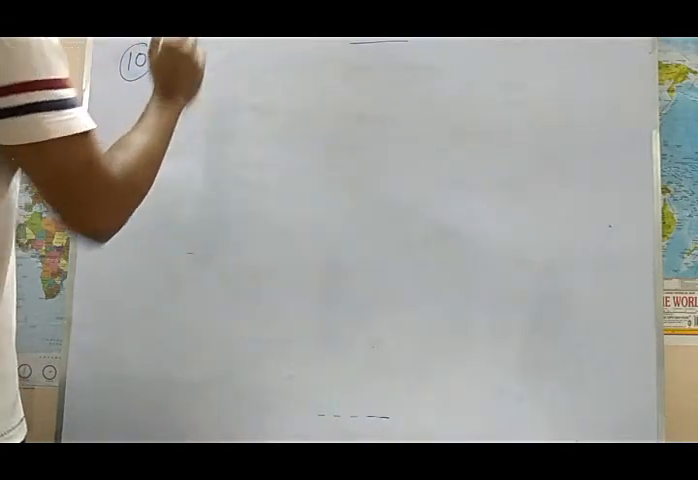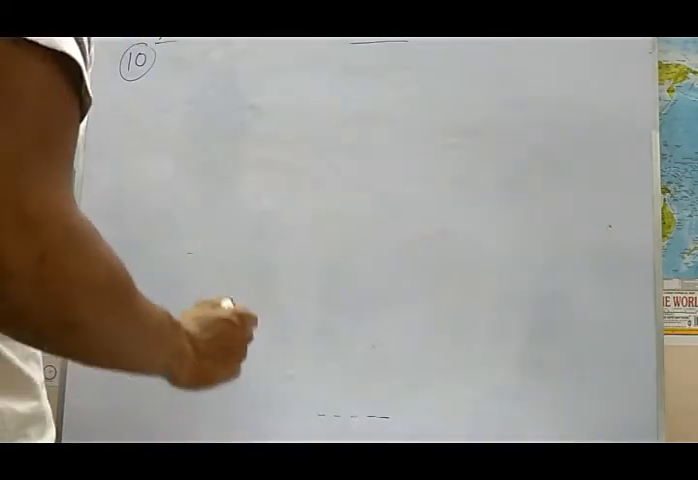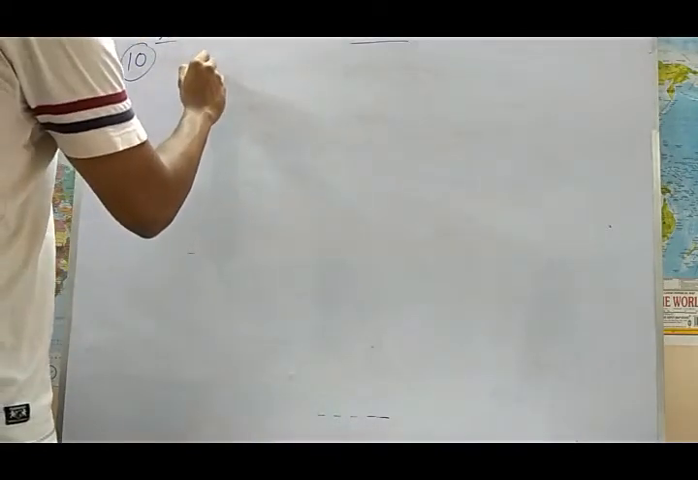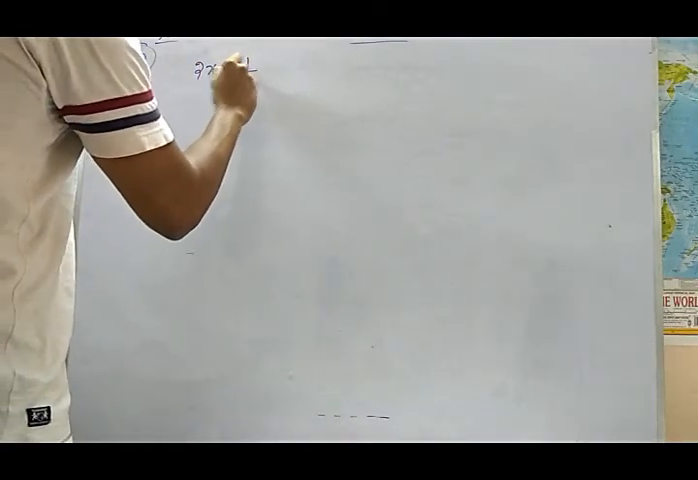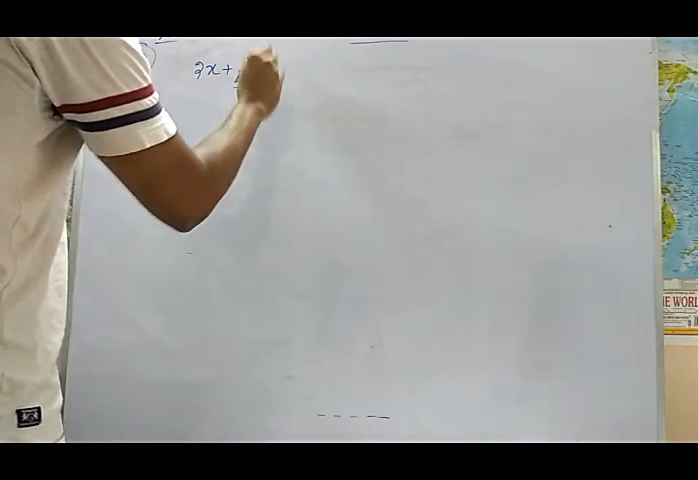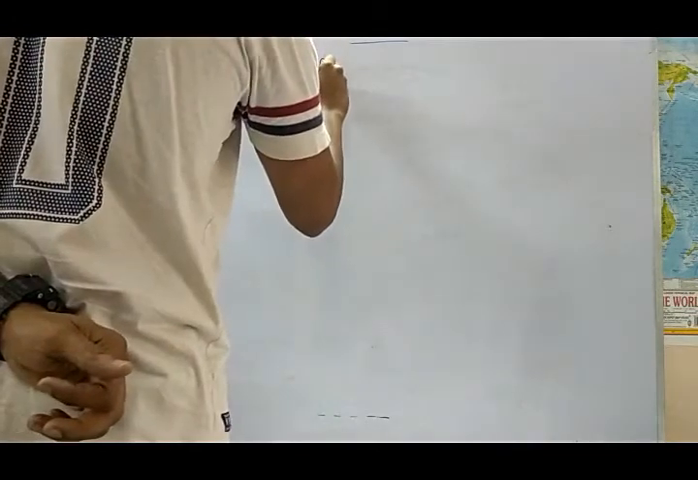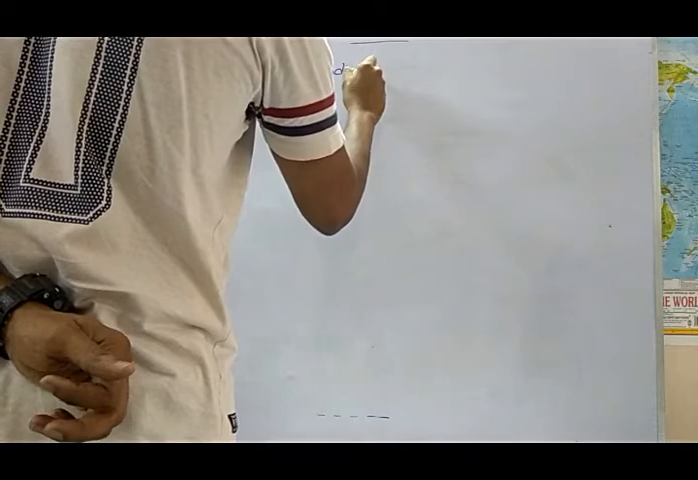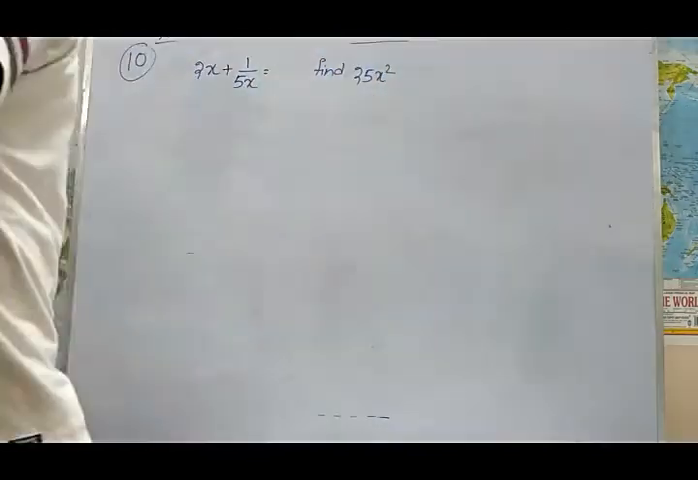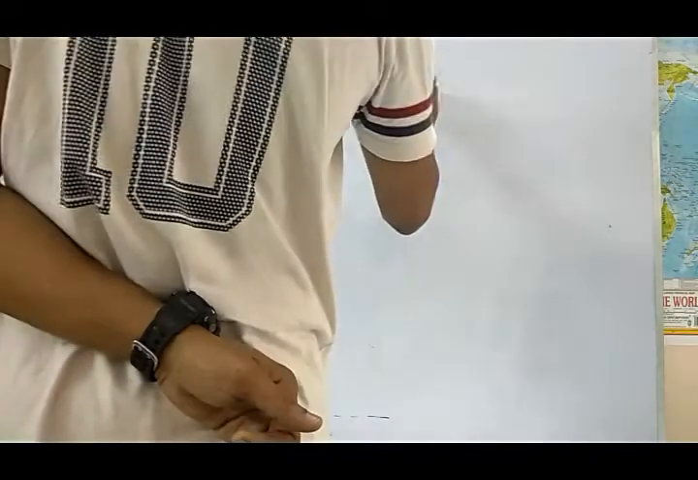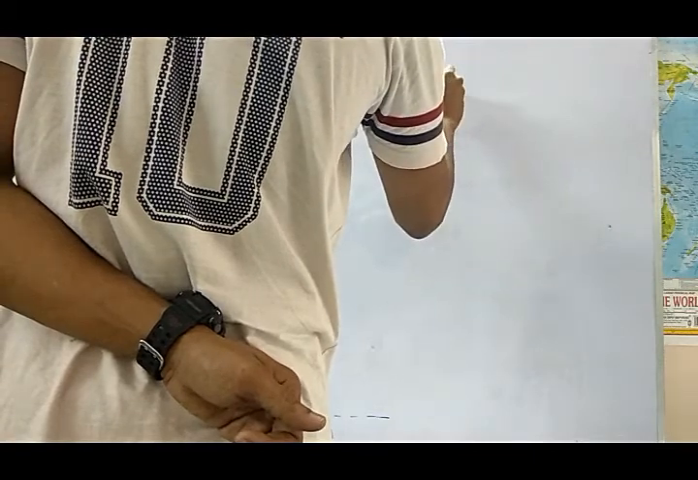So we will go with the next question. We will take it as the 10th. It's a new type of question. The same method with a different type of question. So okay, what's the question here? 2x plus 1 by 5x. We need to find 25x square plus 1 by 4x square, and what will we take here? We'll take 4.